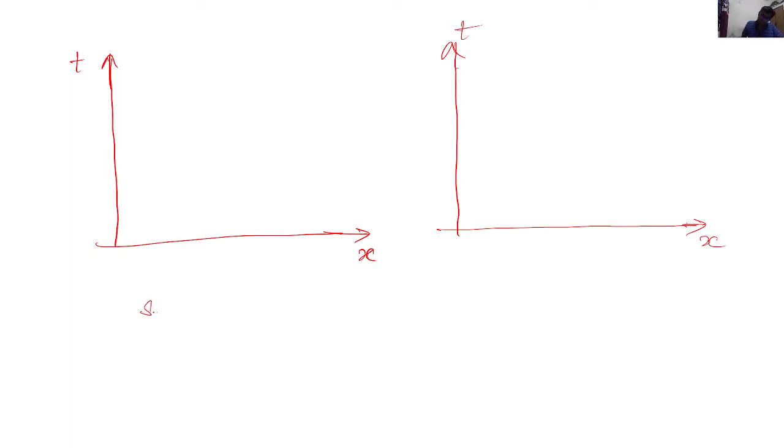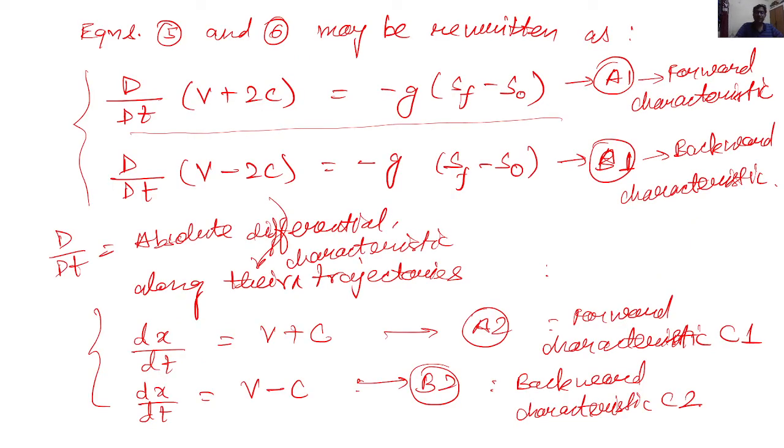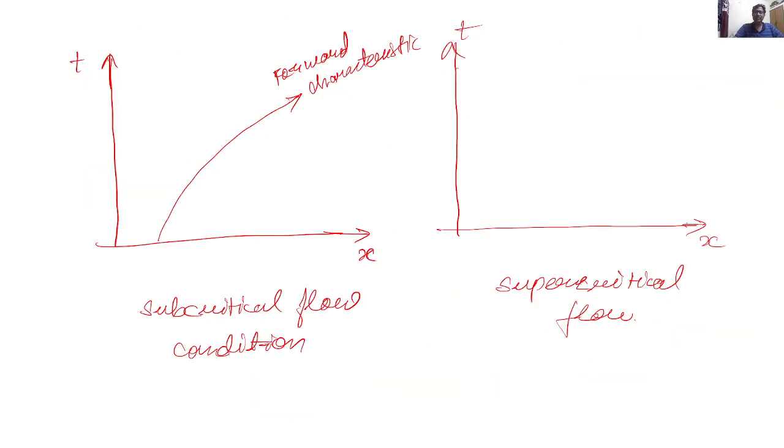Okay, so the first case is subcritical flow. How do we plot the characteristic equations? The other one will be supercritical flow. Okay, so let me show it like this. The forward characteristic will look somewhat like this. Forward characteristic, if you remember well, is nothing but the first equation A1, d by dt of v plus 2c is equal to minus g sf minus s naught. And the backward characteristic for a subcritical flow condition would look like this.